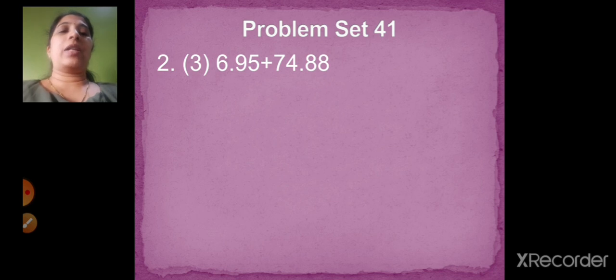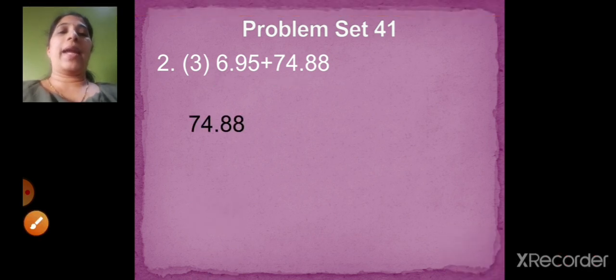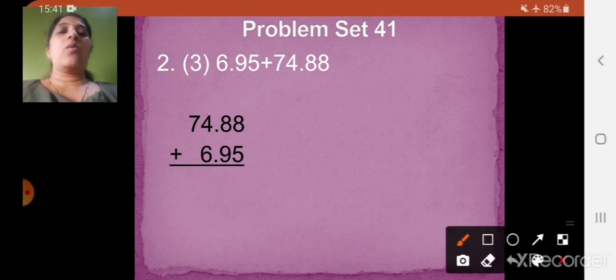6.95 plus 74.88. Here also you can see the first number is a single digit and the second number is a 2 digit number. So first we will arrange vertically the 2 digit number before the decimal point. Now 74.88 plus 6.95. Now 8 plus 5 is how much? 13. So 3 written down, 1 carried over.